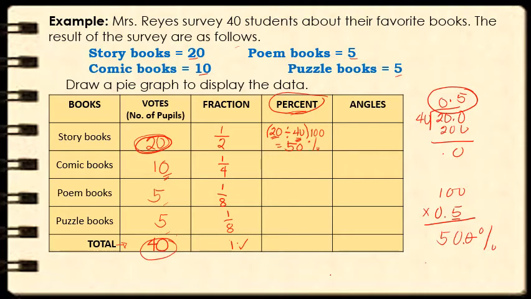So, ganun din ang gagawin mo sa 10. Dito sa 10 na ito. Magiging 10 divided by 40. Yung 40 galing sa total. Ang sagot mo, itatimes sa 100 para maging percent. So, 10 divided by 40 times 100 is equal to 25%. Kahit isolve natin, yan ang magiging sagot.